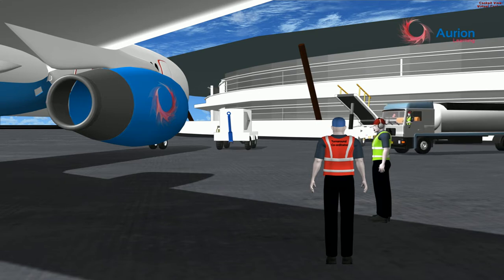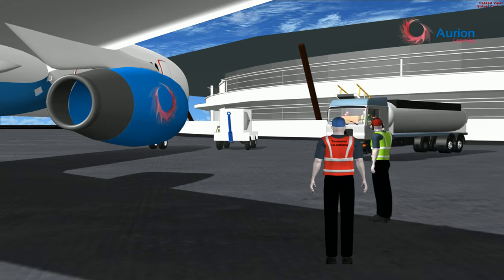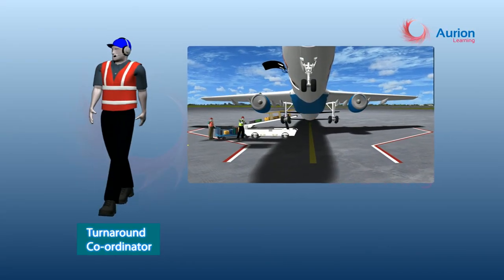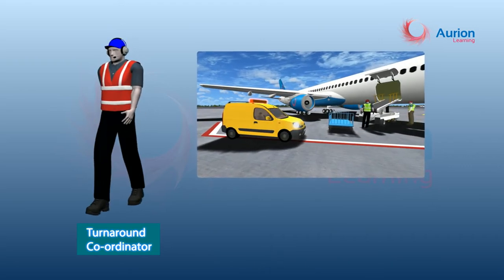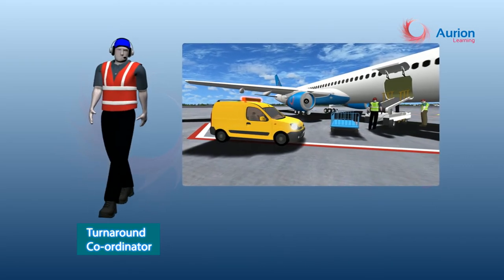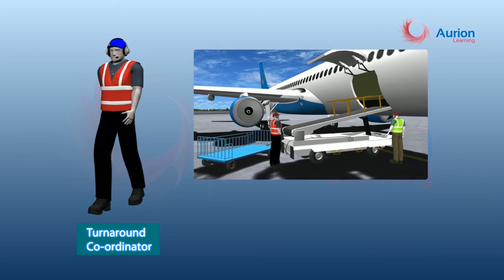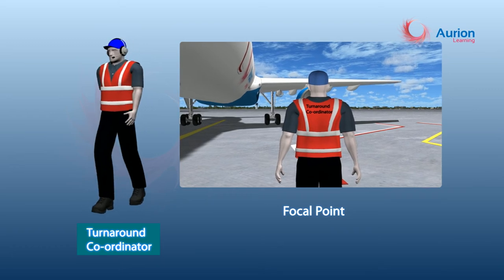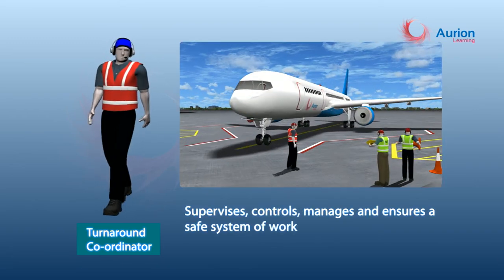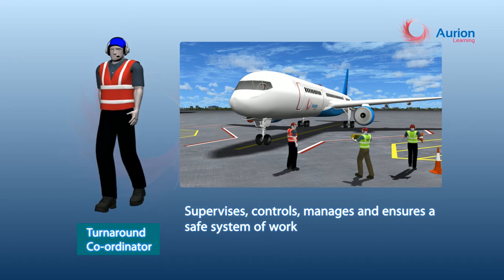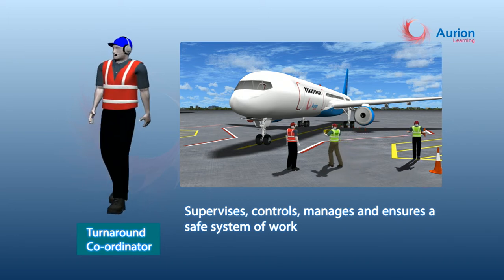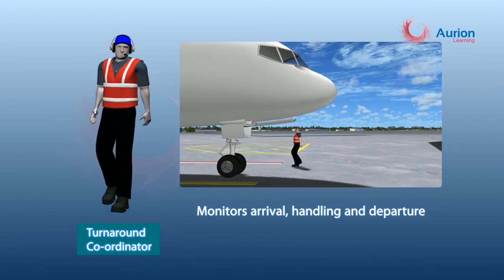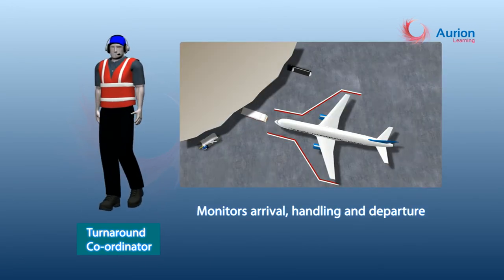The one person responsible for controlling and monitoring all these activities is the turnaround coordinator. The turnaround coordinator watches the complete operation. A turnaround coordinator is identified by a distinct uniform accessory compared to all the other staff working on the apron. He is the focal point for all contractors and airline personnel. A turnaround coordinator supervises, controls, manages and ensures a safe system of work is employed during the various stages of the operation. He is present throughout the arrival, handling and departure process.